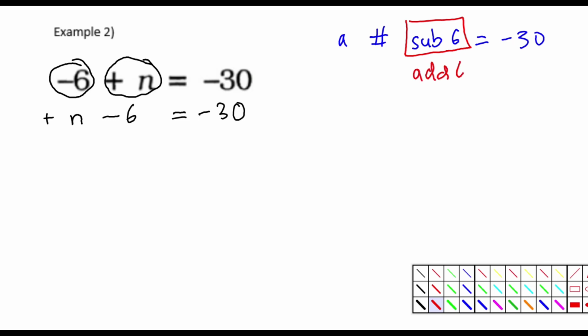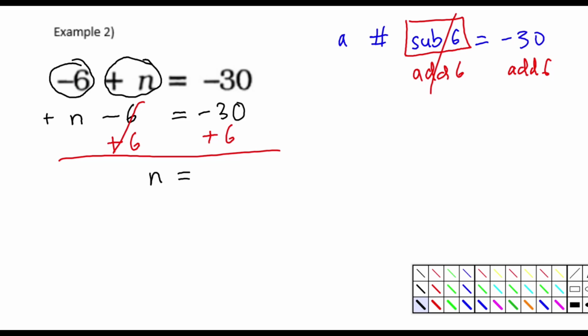So we are going to add 6 to both sides of this equation to keep it balanced, and those will cancel out. Subtracting 6 and adding 6 doesn't do anything. So we're going to add 6 to both sides of my equation, and these will cancel out like we said. And you'll get n is equal to, what is that, -24. And game over.